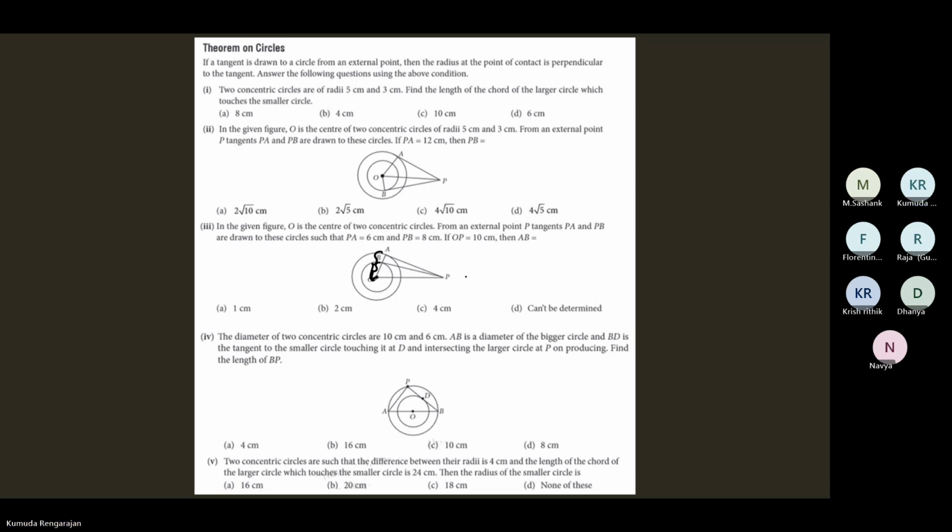So 2 is the answer for this. If we have to choose one of these 4 options, then we have to select 2. We are forced to select 2.